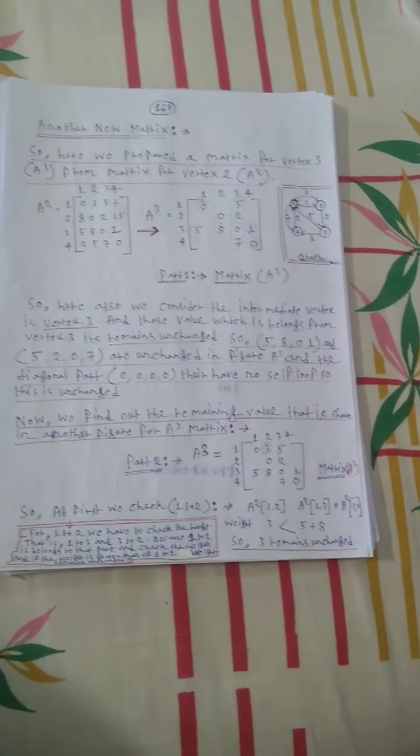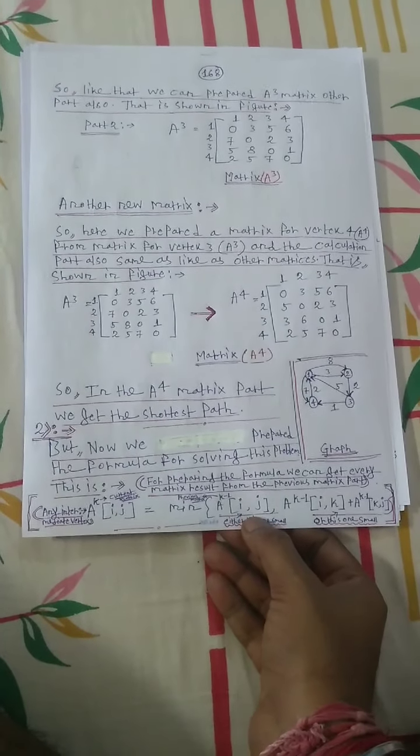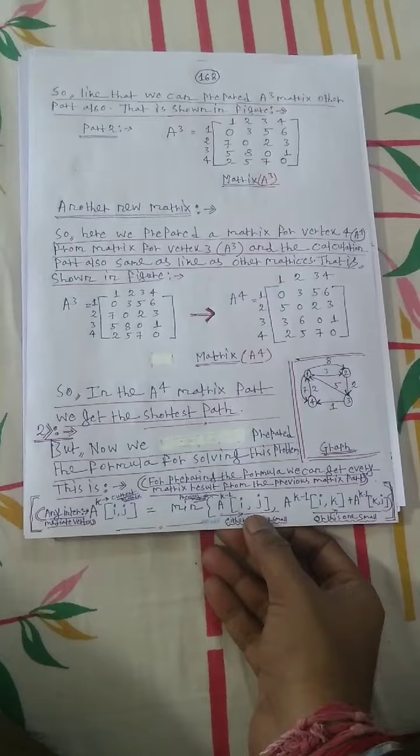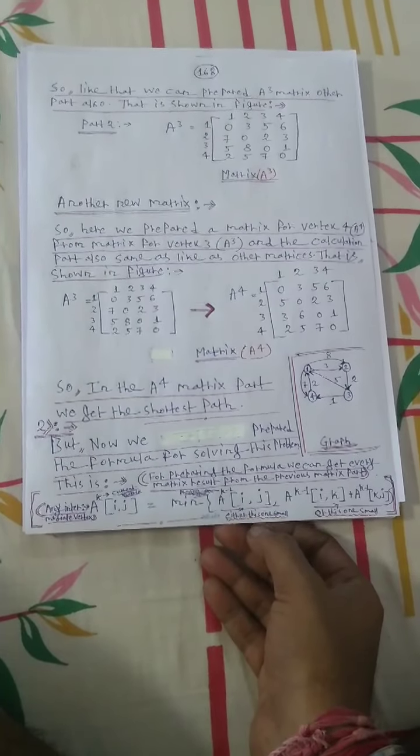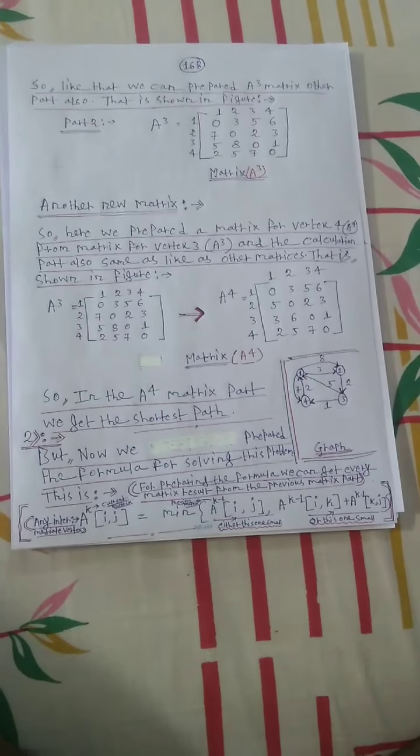Now we find the remaining values shown in another figure, the A3 matrix. At first we check 1 to 2, and the other parts we can check like that. The other parts we can check like that, and another new matrix is done from A3 to A4. In the A4 matrix we get the shortest path.